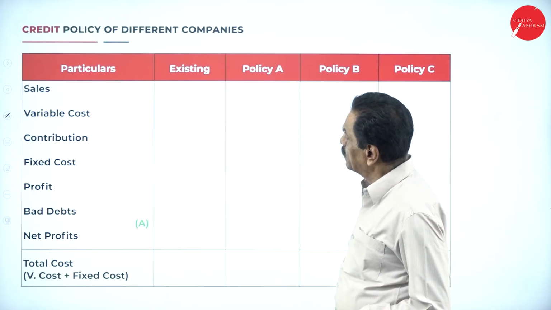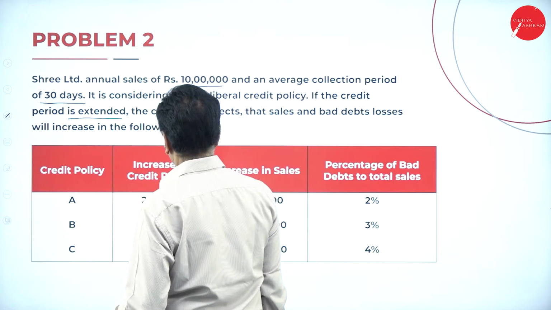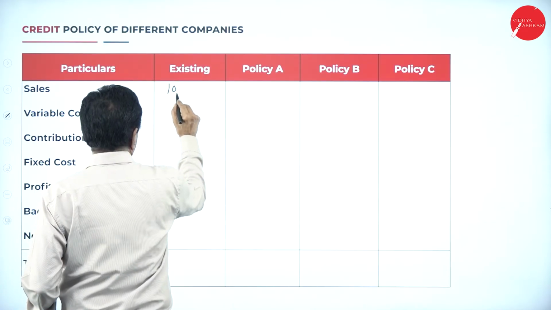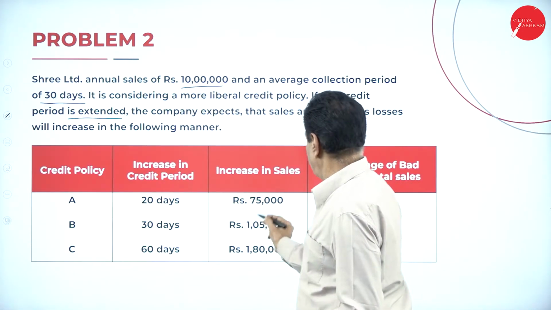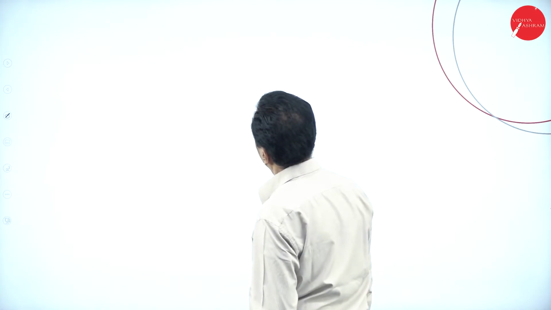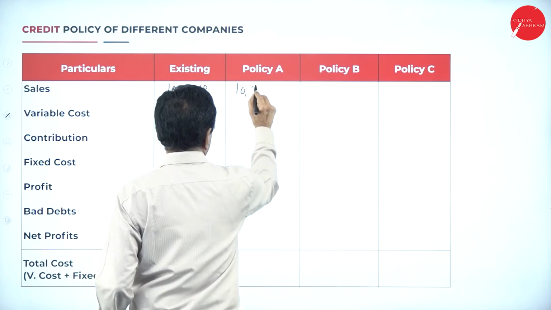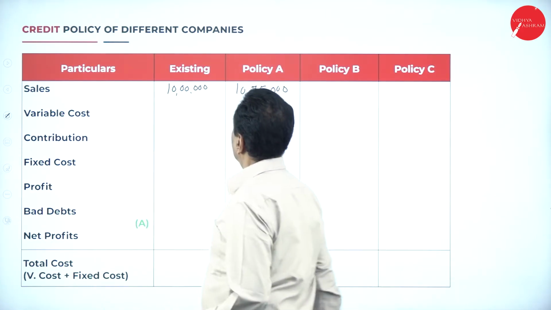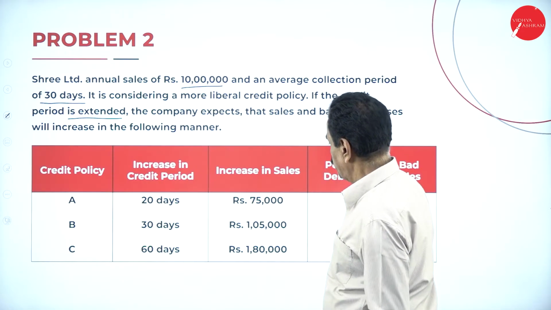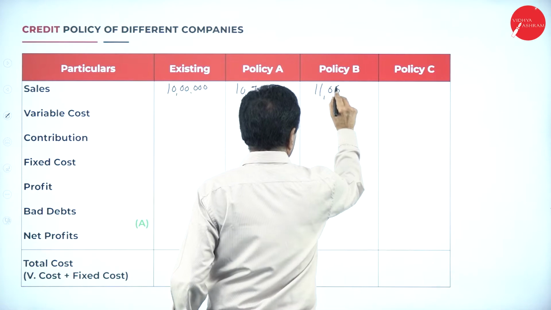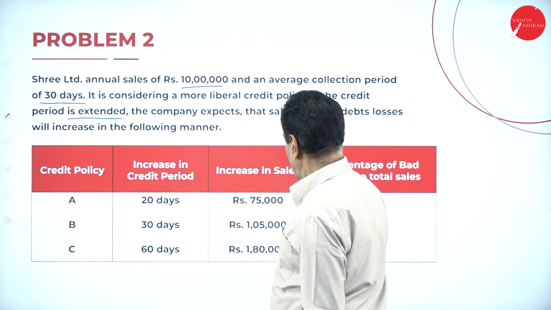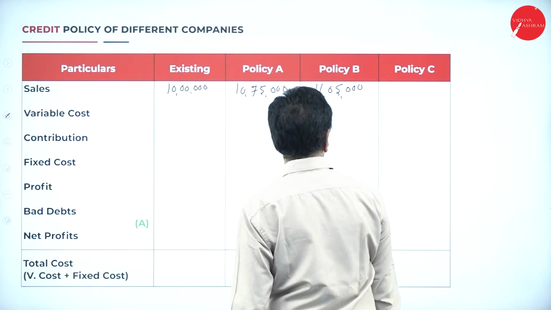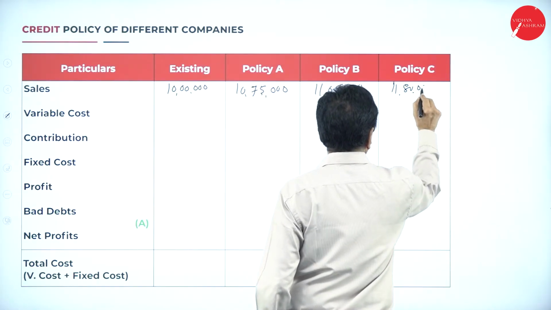Sales: existing sales 10 lakh. Policy A, increased by 75,000, 10 lakh 75,000. Next, policy B, increased by 1 lakh 5,000, 11 lakh 5,000. Next, policy C, increased by 1 lakh 80,000, 11 lakh 80,000. This is your sales.